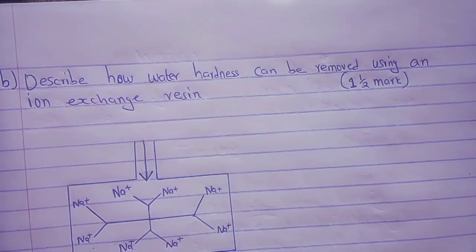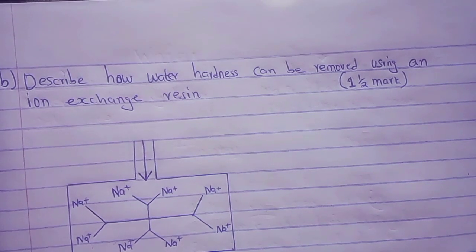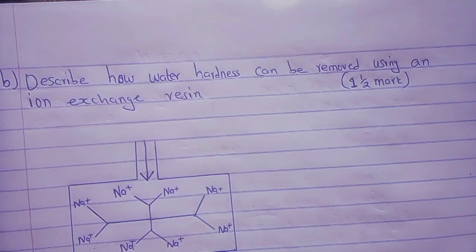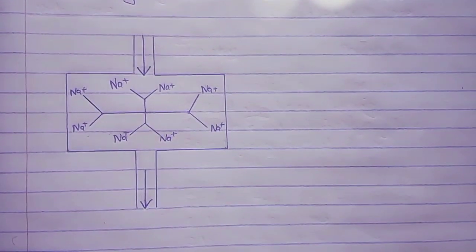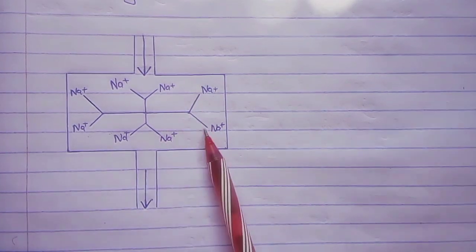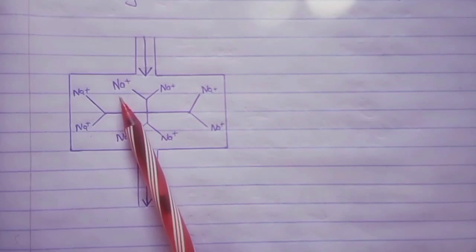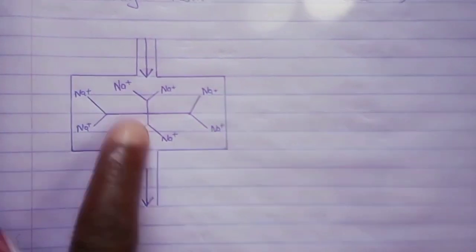Part B of the question: describe how water hardness can be removed using an ion exchange resin. I've said that ion exchange resin removes both temporary and permanent hardness. This is how it looks. We have sodium ions. Then you pass the hard water, which has calcium or magnesium ions. The calcium ions will be attracted and absorbed in the ion exchange resin.